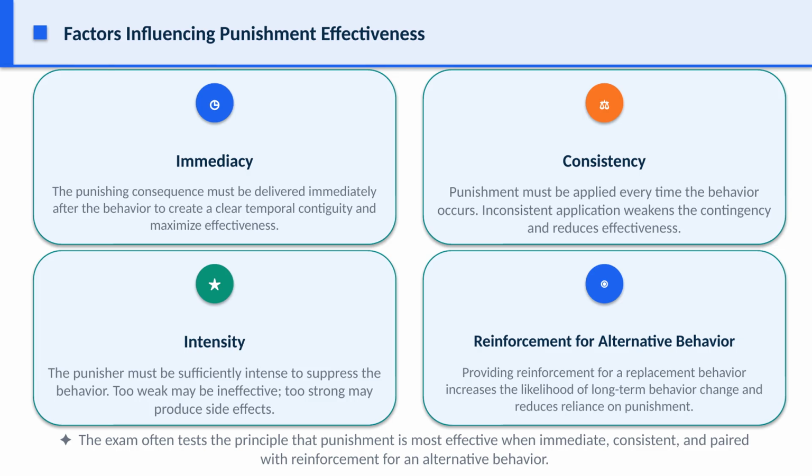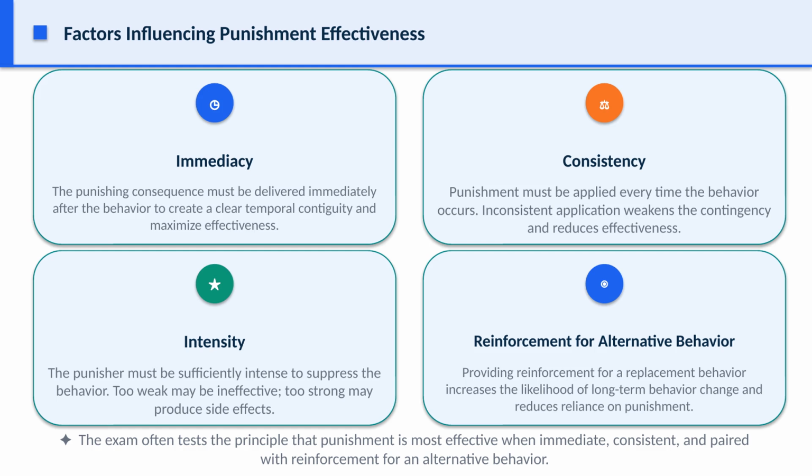For punishment to be effective on the BCBA exam, you must evaluate 4 key factors. Immediacy is critical. The punishing consequence must occur right after the behavior to establish clear temporal contiguity, so the learner connects the action to the outcome. Consistency means applying the punisher every single time the behavior occurs. Intermittent application weakens the contingency and actually strengthens the behavior through a variable schedule. Intensity must be sufficient to suppress the behavior. Too weak and it's ineffective, too strong and it risks side effects like aggression or escape behaviors. Finally, and most importantly for exam questions, reinforcement for an alternative behavior is essential for long-term success.